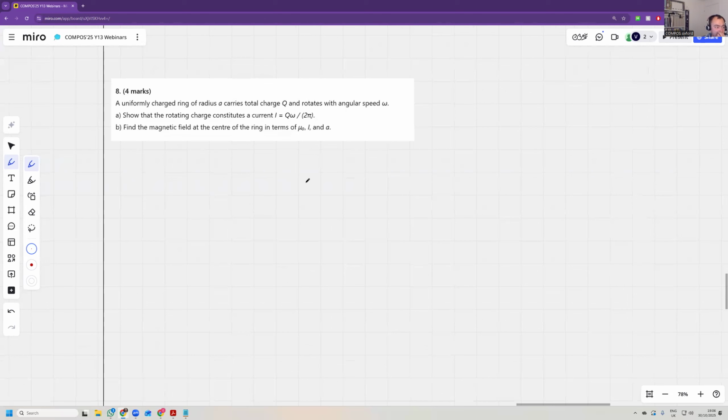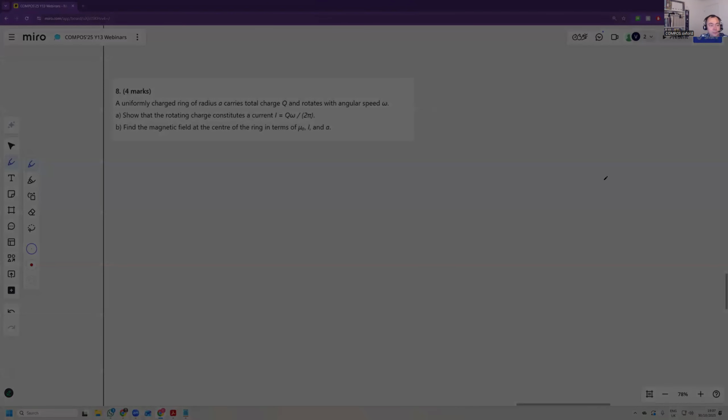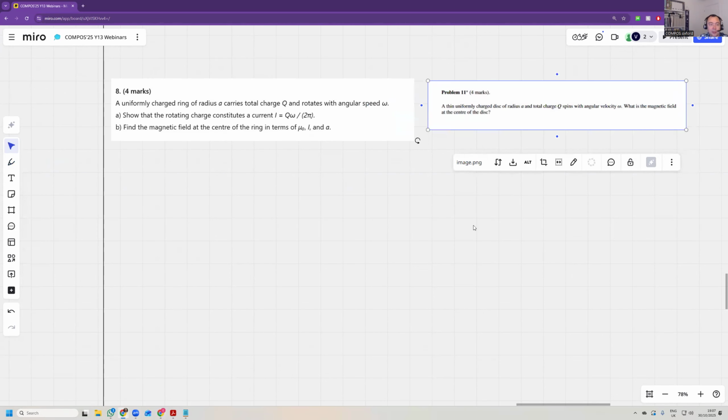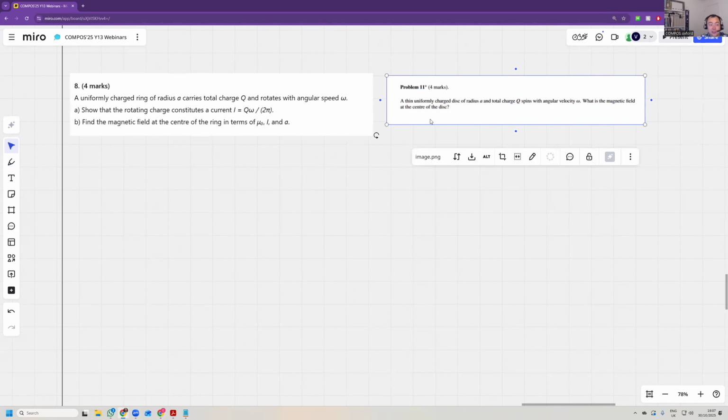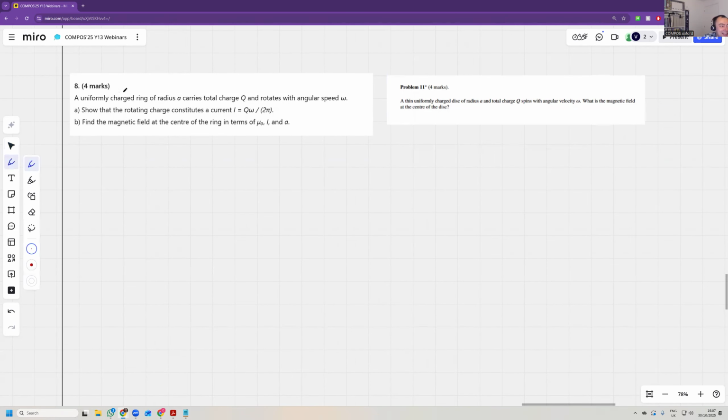A uniformly charged ring of radius A carries a total charge Q. So this is similar to the last question in the assignment. If you look at the last question in the assignment, it's pretty much the same. A thin uniformly charged disk of radius A and total charge Q spins with angular velocity. What's the magnetic field at the center of the disk? So a thin disk is just many rings put together, right? So it's multiple rings.